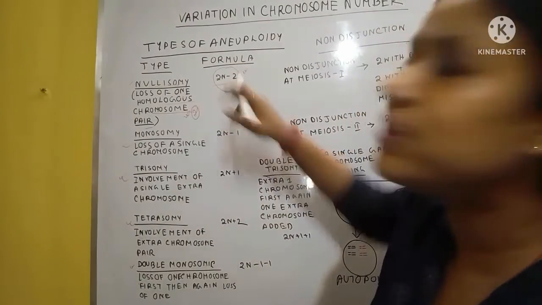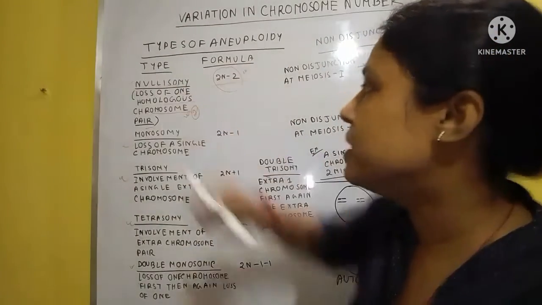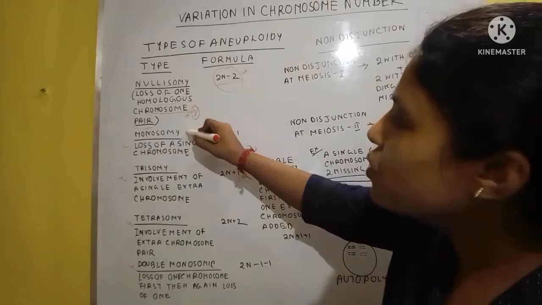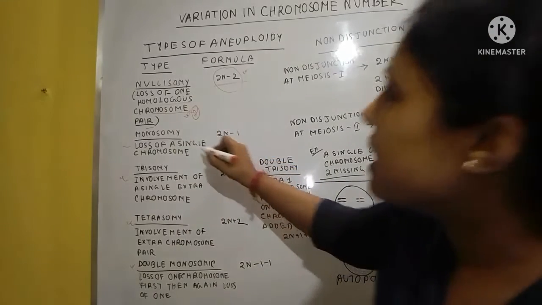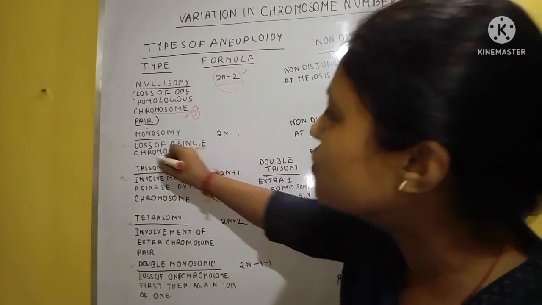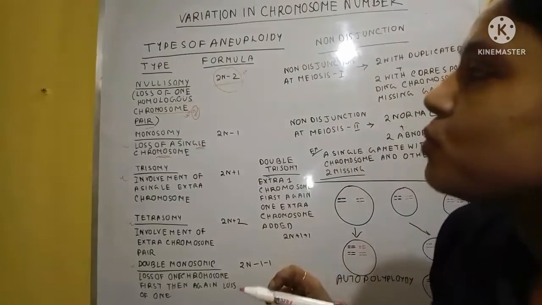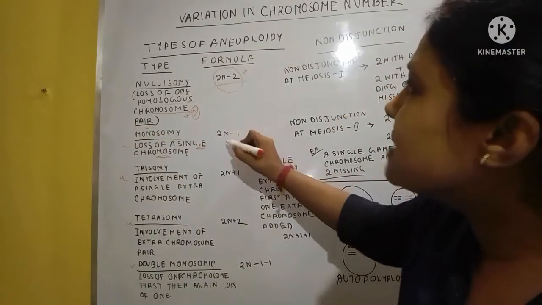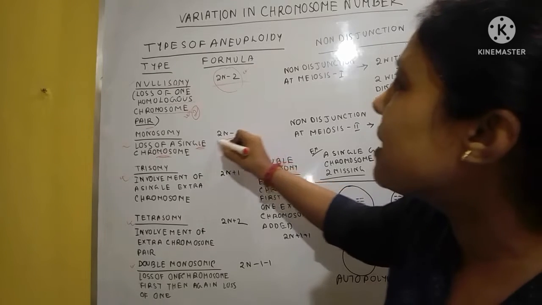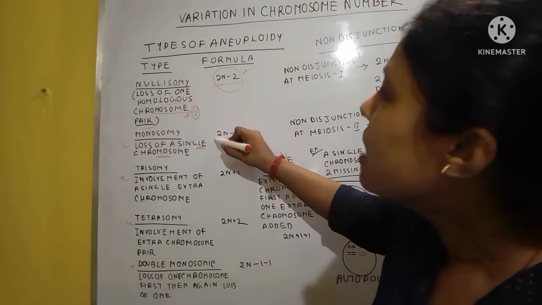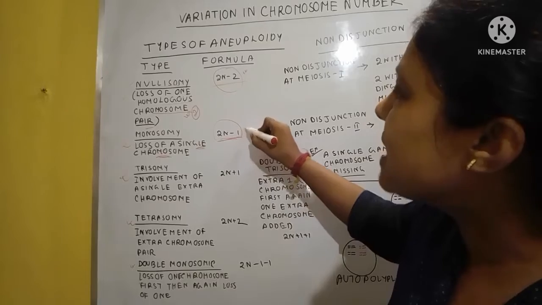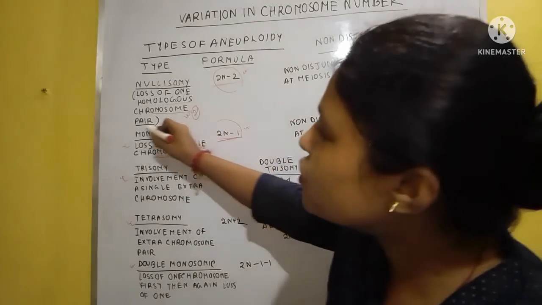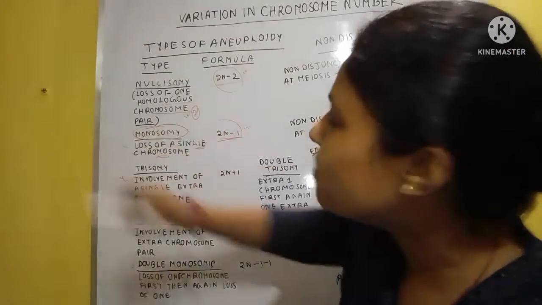By this formula we can represent the nullisomy. Clear? Second one is the monosomy. In case of monosomy, only a single chromosome is lost totally. In that situation the formula is 2n minus 1. By this formula we can say that it is the monosomic cell.